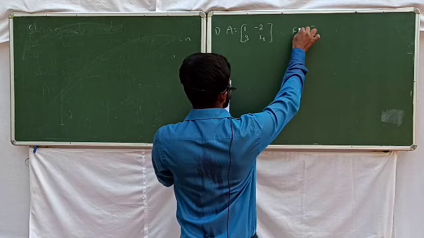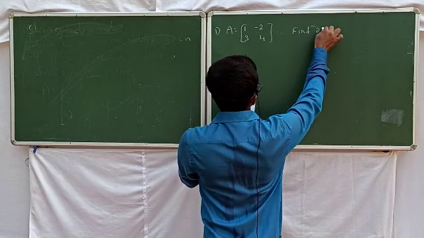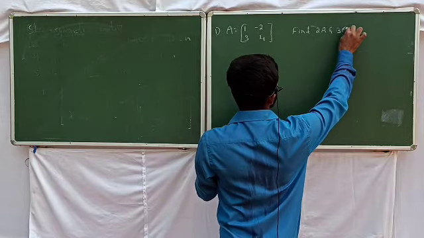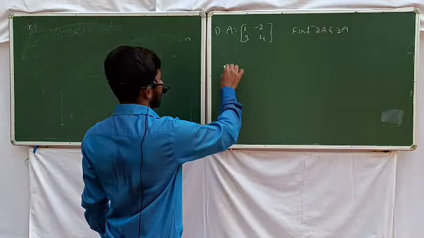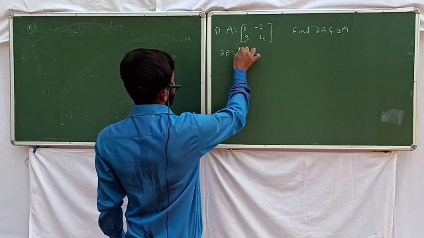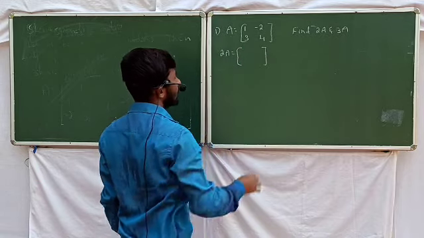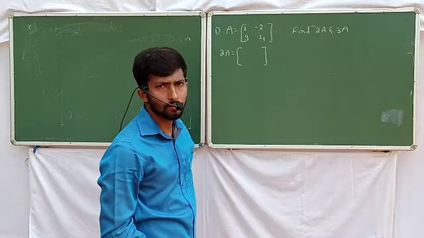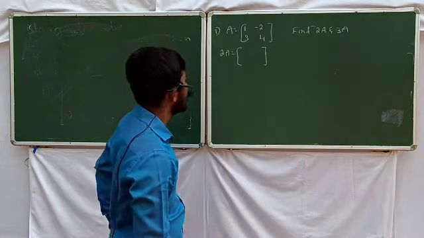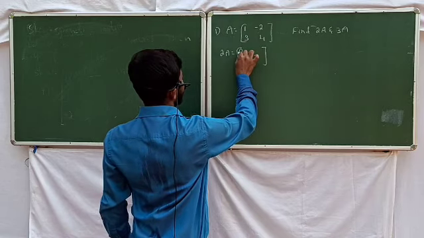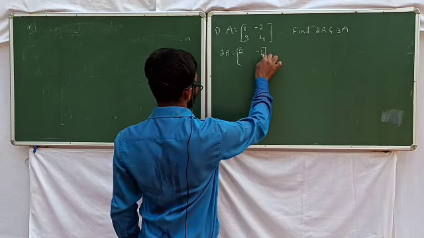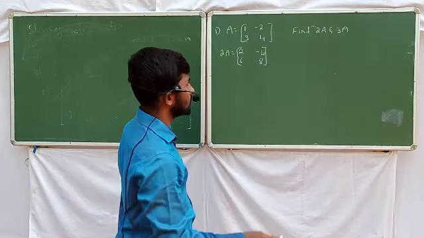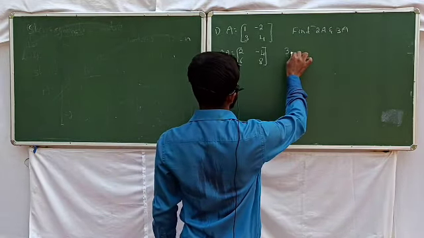Find the 2A value and 3A value. Okay, 2A. What's the meaning of 2A? 2A is obtained by multiplying 2 to each element of the matrix A. Now see, 2 into 1 is 2, 2 into minus 2 is minus 4, 2 3s are 6, 2 4s are 8.